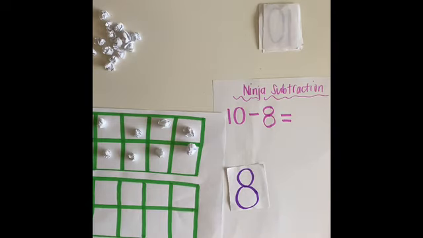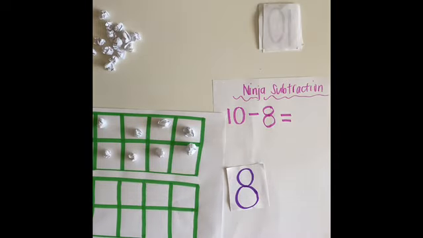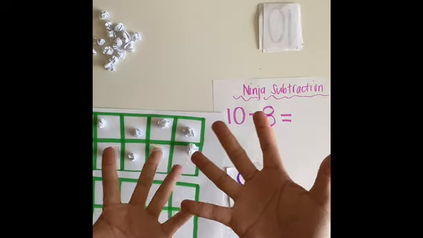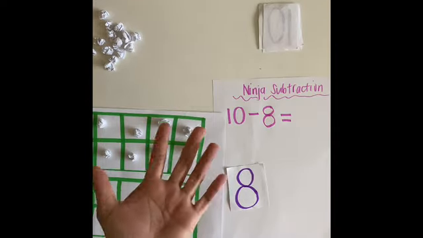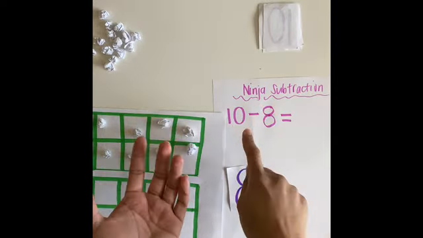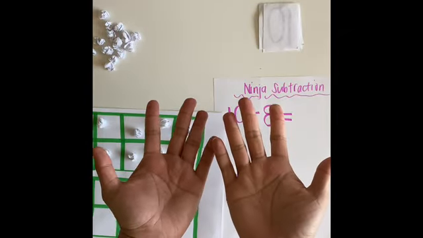I think it's 2. I think 10 minus 8 equals 2. I can use my fingers. If I just know it in my brain, I can just use my brain. I can also use my fingers. So I have to start with 10. That's my whole. That's how many I have all together.